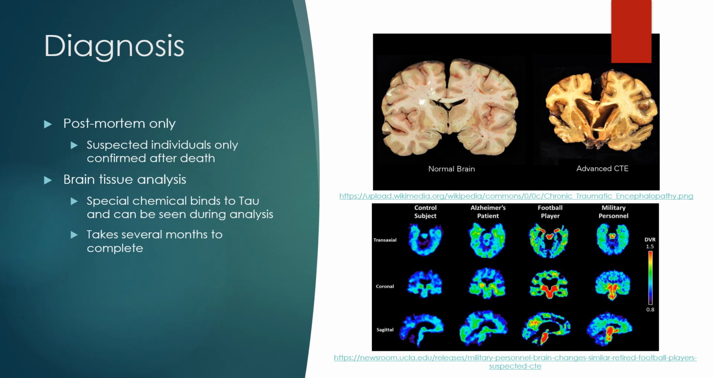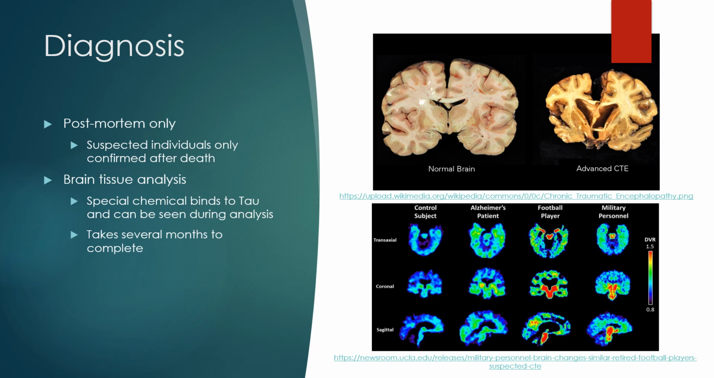There is currently only one way to accurately diagnose CTE: post-mortem, through analysis of brain tissue. After death, the brain is soaked in a special chemical that binds to tau, making it visible during tissue analysis. This is a very lengthy process and can take up to several months to complete.